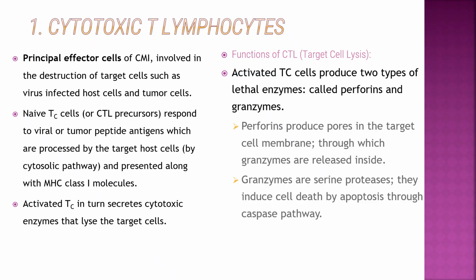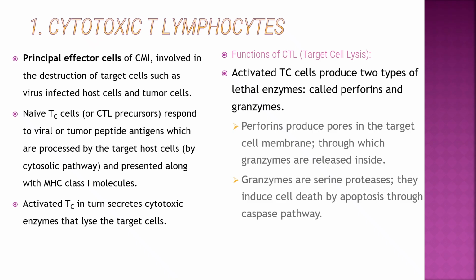Cytotoxic T lymphocytes, the principal effector cells of CMI, are involved in destruction of target cells such as virus-infected host cells and tumor cells. Naive T cells, TC cells, that is CTL precursors, respond to viral or tumor peptide antigens which are processed by target host cells by the cytosolic pathway and presented along with MHC class 1 molecules. Activated TC in turn secretes cytotoxic enzymes that lyse the target cells.